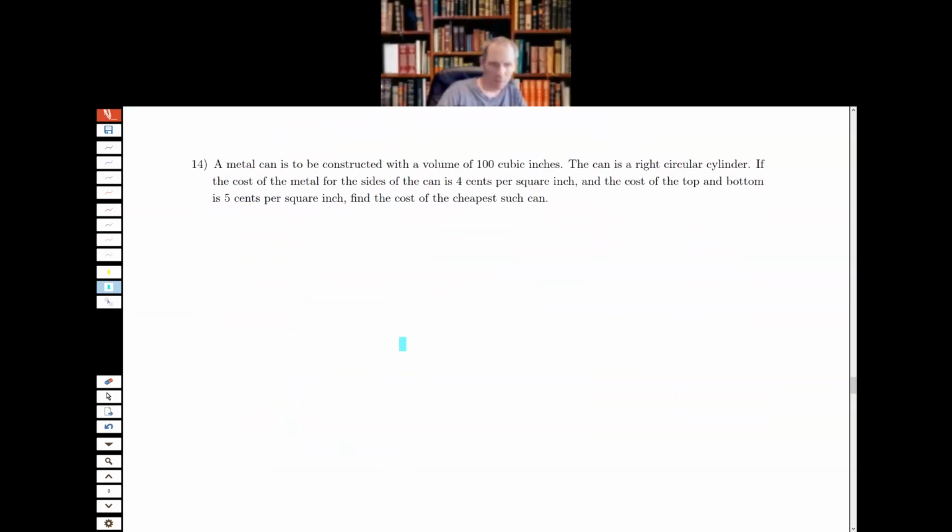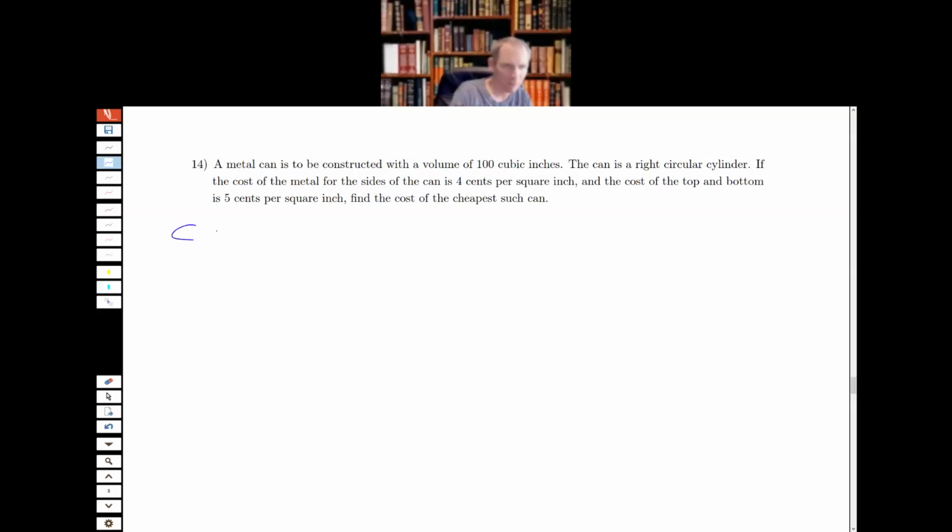All right, moving on. Problem 14. A metal can is to be constructed with a volume of 100 cubic inches. The can is a right circular cylinder. If the cost of the metal for the sides of the can is 4 cents per square inch and the cost of the top and bottom is 5 cents per square inch, find the cost of the cheapest such can.